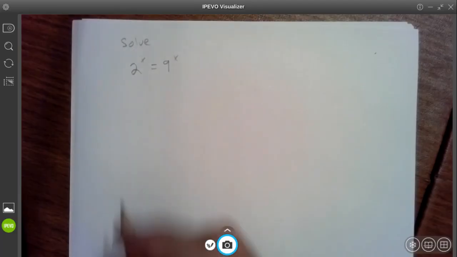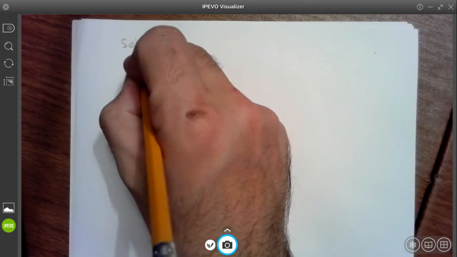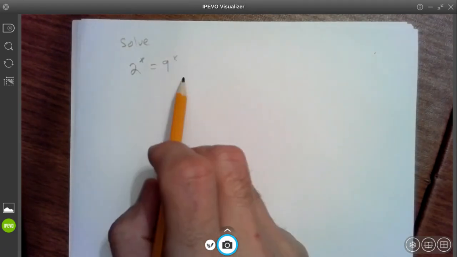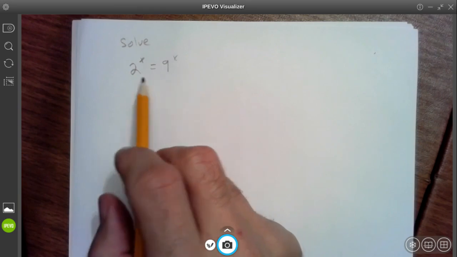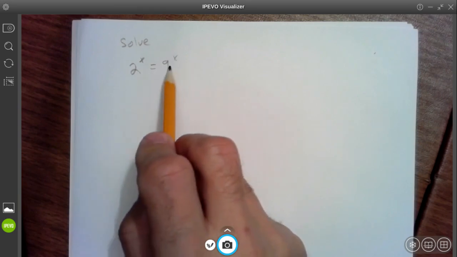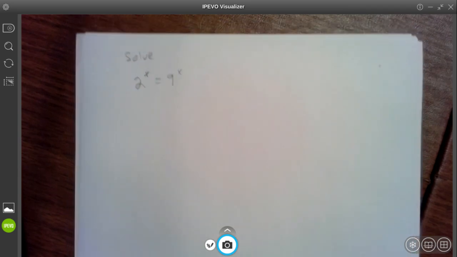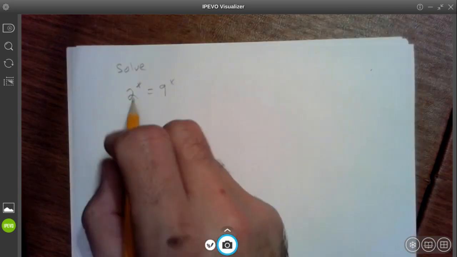All right, I want to look at a couple of special type equations here. This first one, you may or may not already know what the answer is. 2 to some power is equal to 9 to that same power. Hopefully you know what the answer is, but if not, that's cool. We'll tell you here in a little bit.